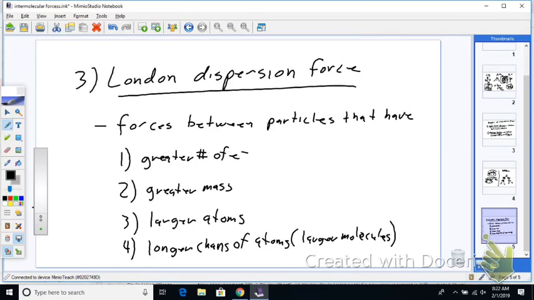So what do you look for in a particular atom or molecule that will tell you that it probably has larger forces? So, if the molecule has a greater number of electrons, okay? So I'll list a couple out, and you tell me which one you think will have greater attraction. So I'm just going to put up here greater dispersion force. Which one?